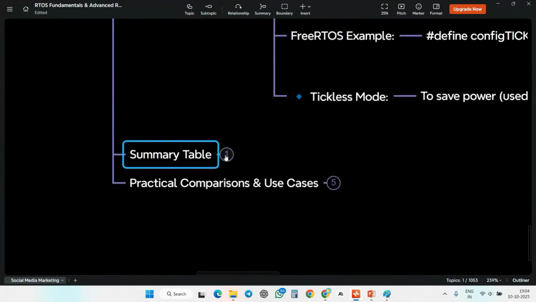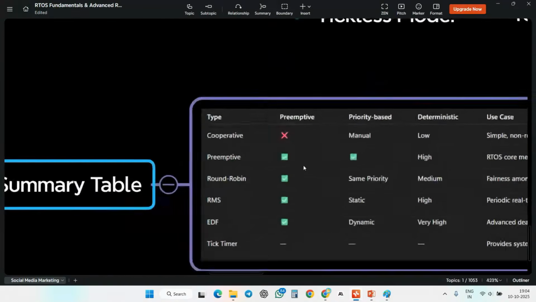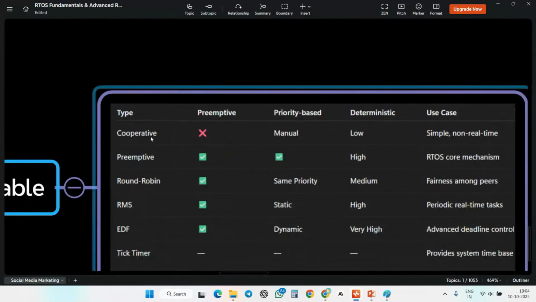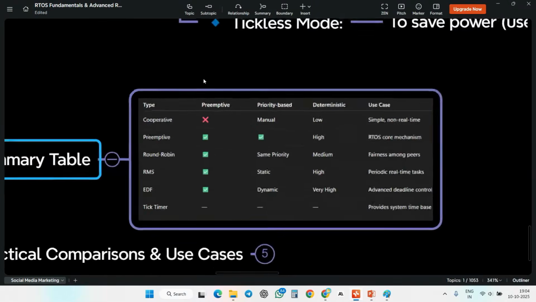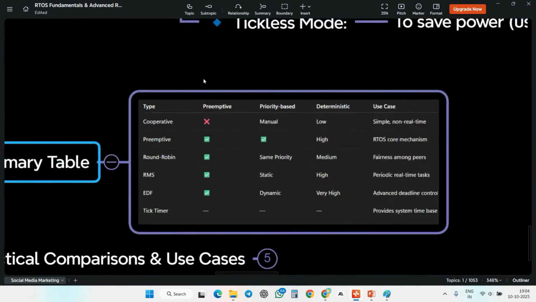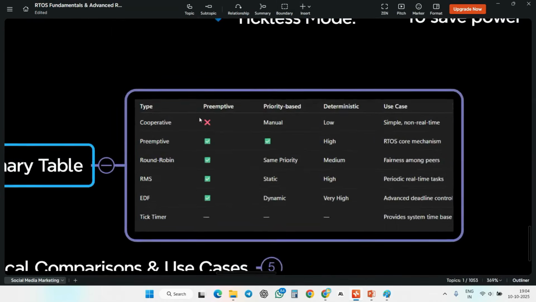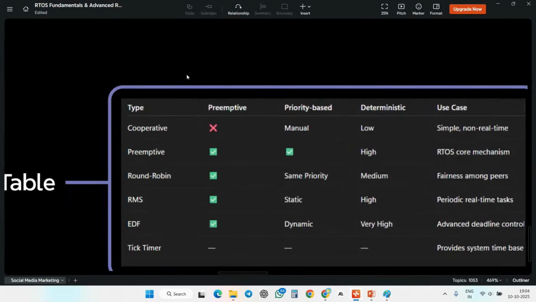In summary, what we have learned here: first we discussed the cooperative type. It doesn't have any preemption. So just look clearly at this point, guys. This is an important summary of whatever we have discussed up to now. Just keep it in your mind.